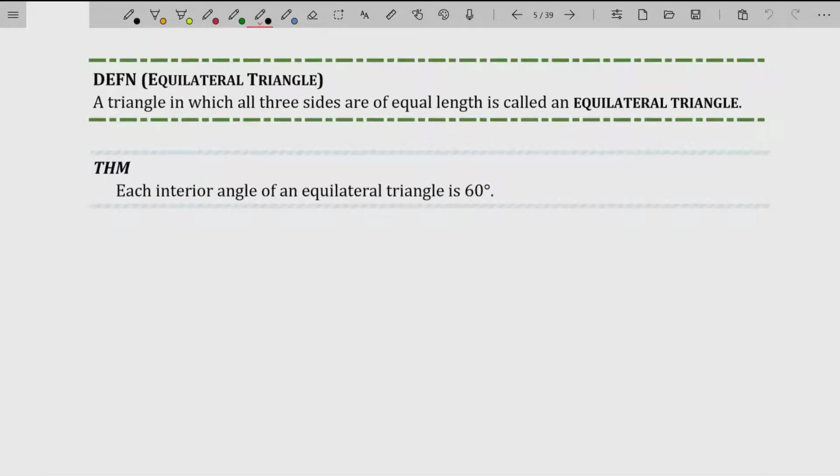Now we're going to start getting into the actual types or kinds of triangles. We talked about the two broad categories, which are acute triangles and obtuse triangles. Now we're going to start talking about the types themselves.